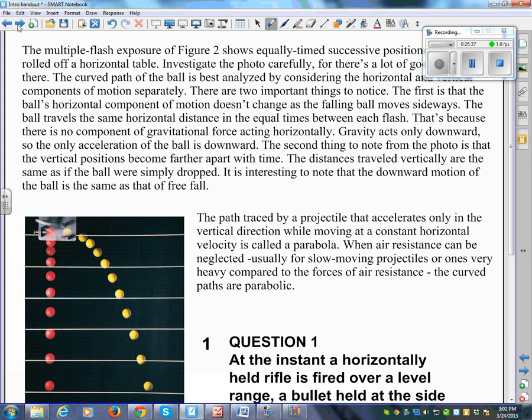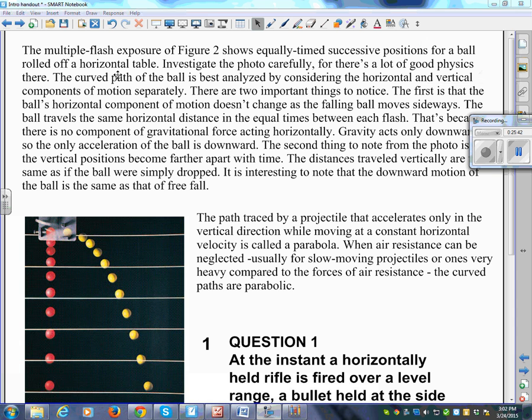The multiple flash exposure of figure 2 shows equally timed successive positions for a ball rolled off a horizontal table. Investigate the photo carefully. There's a lot of good physics there. The curved path of the ball is best analyzed by considering the horizontal and vertical components of motion separately. There are two important things to notice. The first is that the ball's horizontal component of motion doesn't change as the falling ball moves sideways.